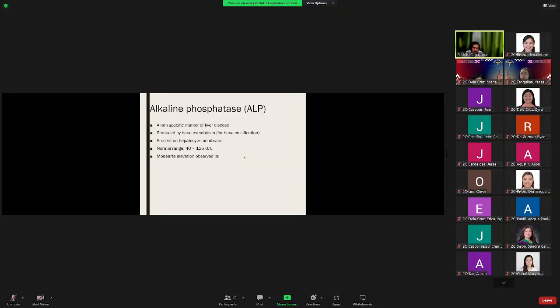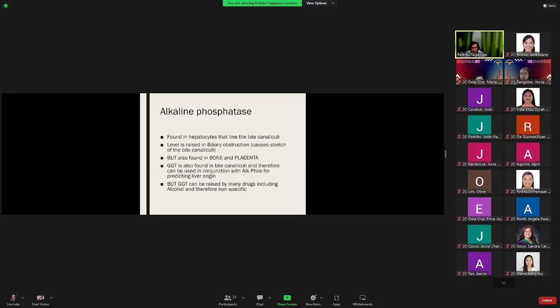So alkaline phosphatase is elevated moderately in infective hepatitis, in alcoholic hepatitis, and in hepatocellular carcinoma. They are found in hepatocytes that line the bile canaliculi, not on the bile canaliculi, but on the hepatocytes near it. Okay, when there is obstruction, they can be stretched. I mean, those hepatocytes near the bile canaliculi, when they are stretched, they will release alkaline phosphatase, and alkaline phosphatase will be elevated. But as I've said, this enzyme can be found in the bone and the placenta.